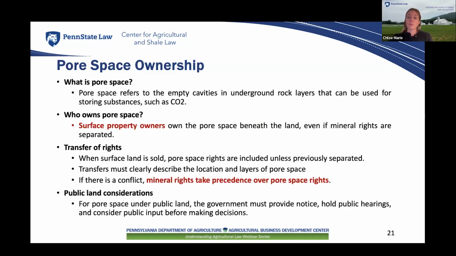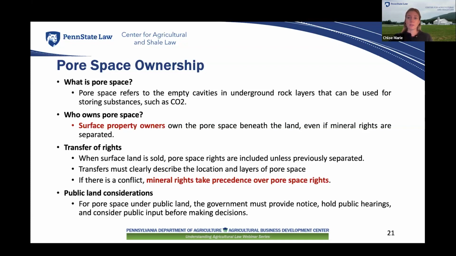And since this law went into effect, any transfer of pore space rights must include a clear description of the location of the pore space being transferred. This includes a metes and bounds description, which outlines the surface boundaries above the pore space, and it must identify the specific subsurface layers or formations involved. If the document only describes the surface without mentioning depth, it is assumed the pore space rights cover all depths unless stated otherwise.